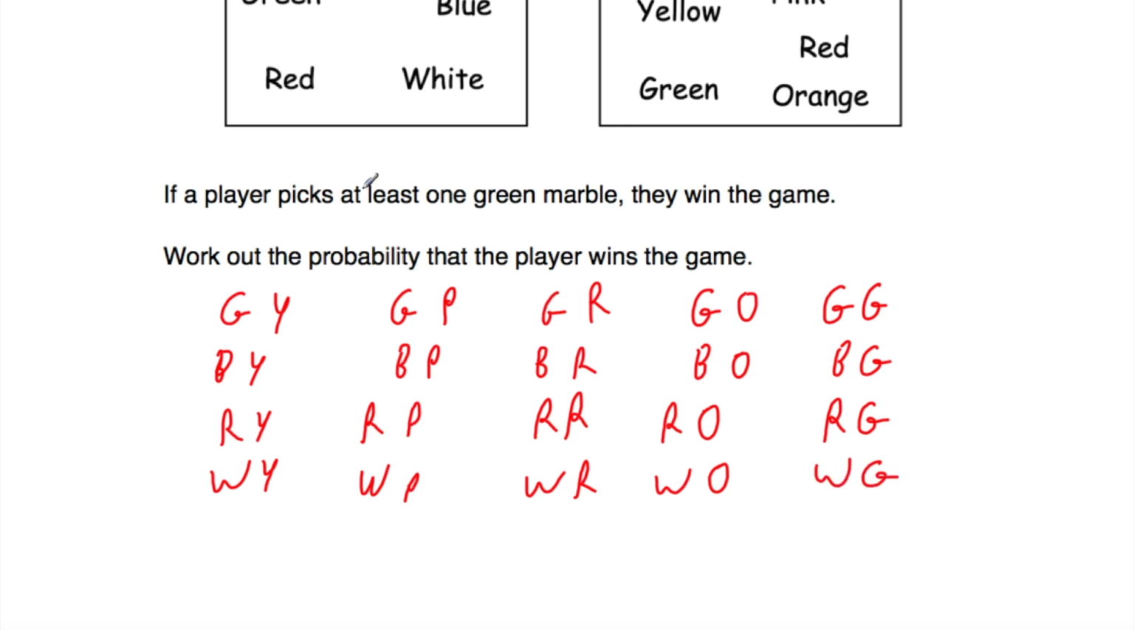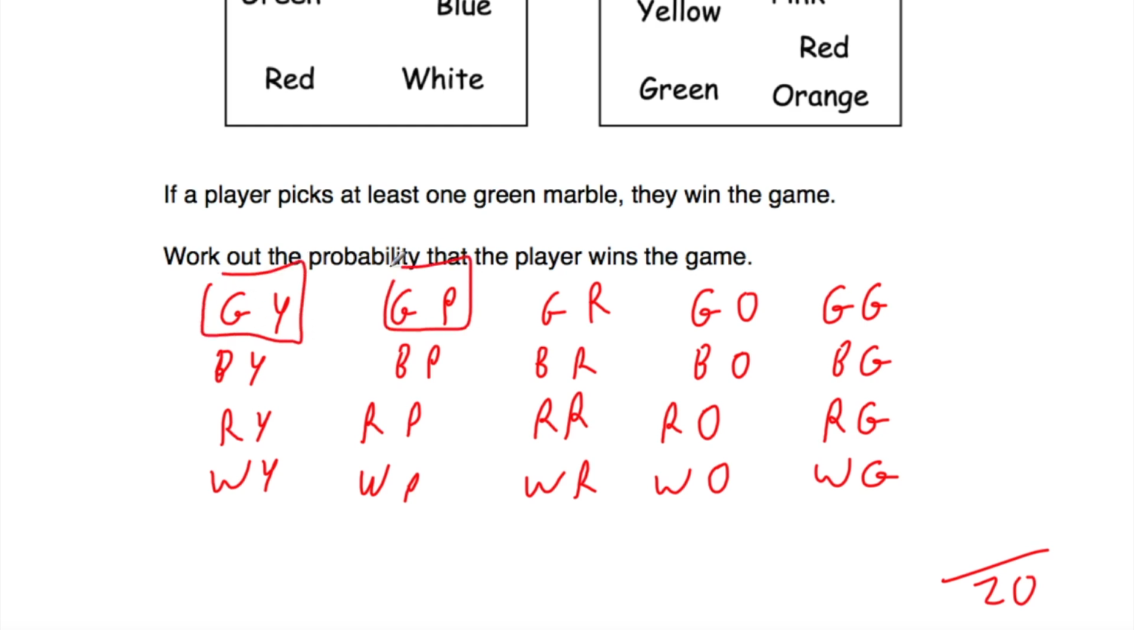Now we're told that if a player picks at least 1 green marble, they win the game, and we need to work out the probability the player wins the game. So altogether there's 5, 10, 15, 20 possible combinations. So there's 20, that's going to be on the denominator, so it's something out of 20. And let's figure out how many have green. So how many outcomes would be a winning outcome?